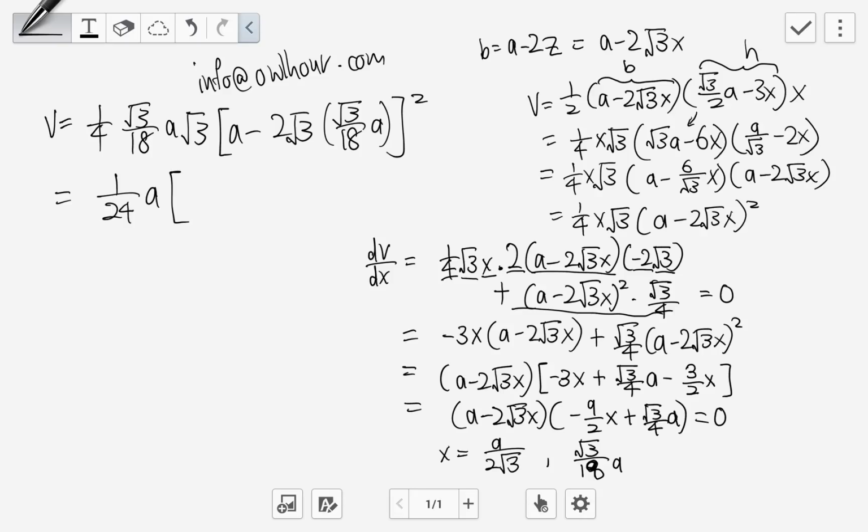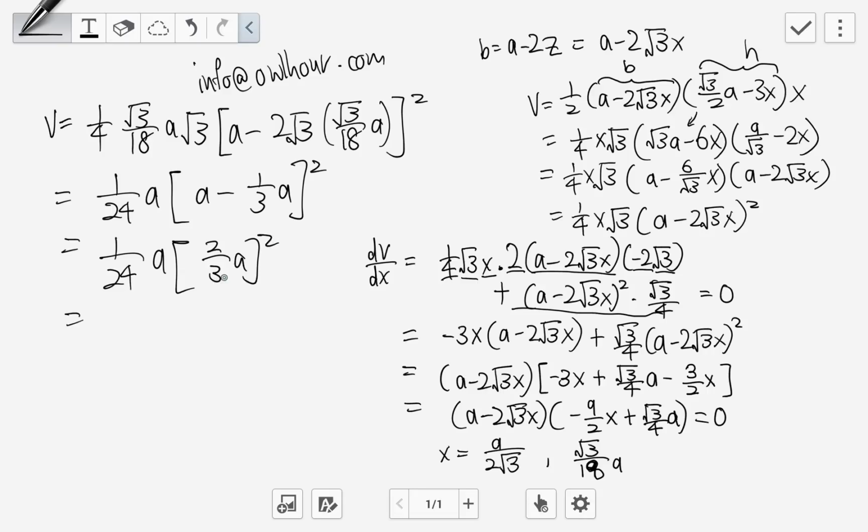Now I settle the terms here. I have root 3 times root 3, which gives me 3. 3 times 2 gives me 6. 6 divided by 18, so I get minus 1/3 a. Again, these two terms will give me 3, 3 times 2 is 6, 6 divided by 18 is 1 over 3, so a here. And then I have a square over here. So 1 over 24 a, but inside would have 1 minus 1/3, which gives me 2/3 a, squared.